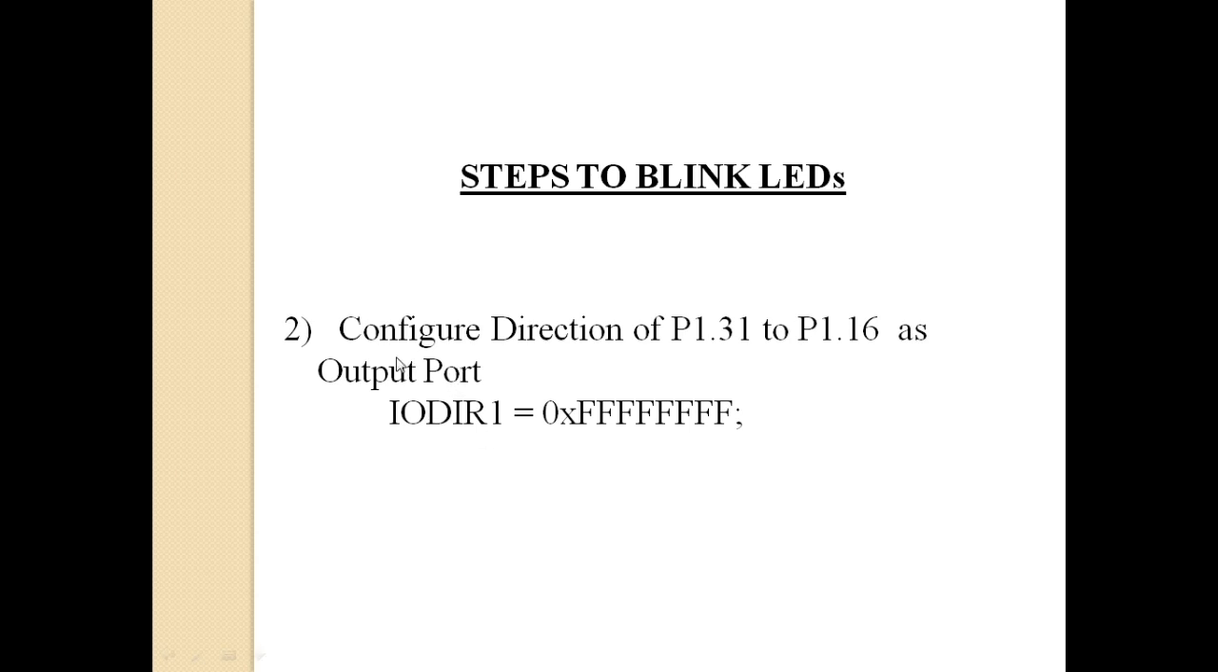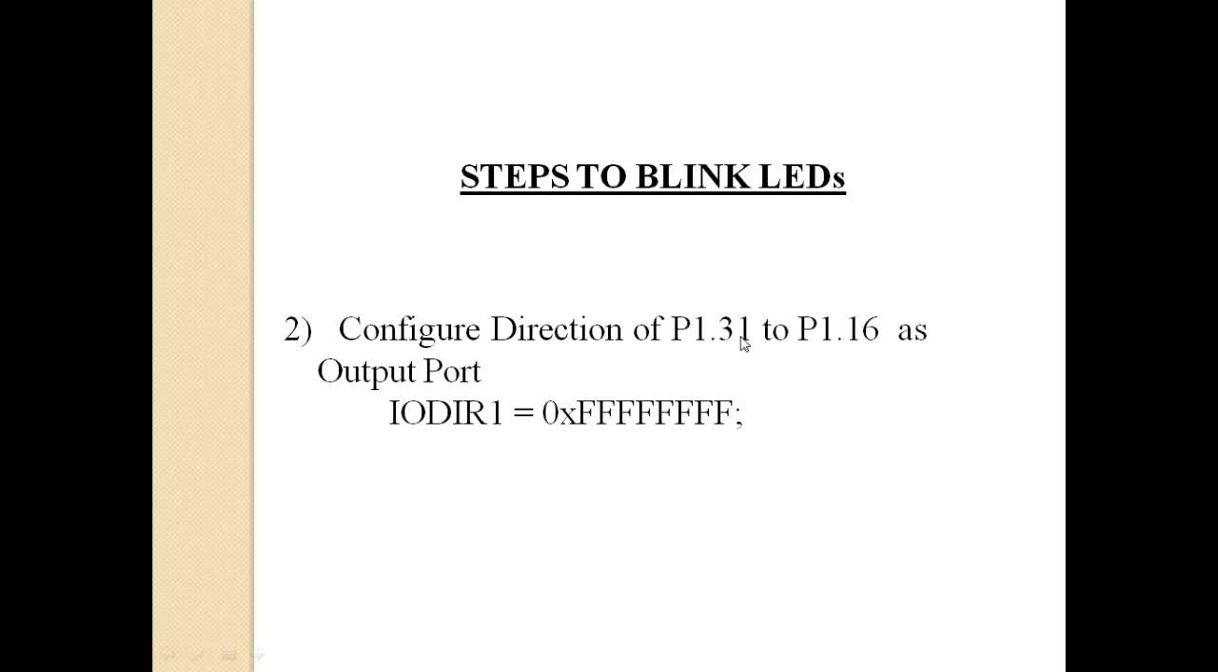But in the second step, you need to configure the direction of these pins as output. Why? Because you are going to connect LEDs, and an LED is an output device. You need to generate a voltage or a signal from the microcontroller to the LED in order to make it on or off. In that case, that pin should be configured as output. Whenever you are connecting an output device, you need to configure that pin direction as output. So here I am going to configure the direction of P1.16 to 31 as output.